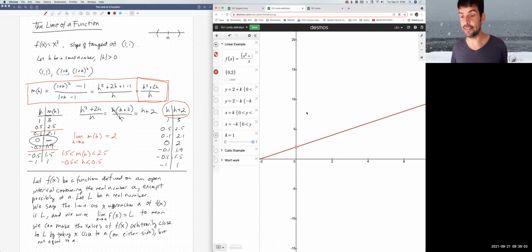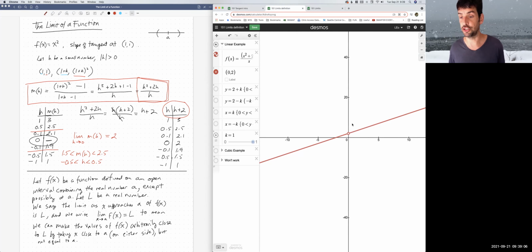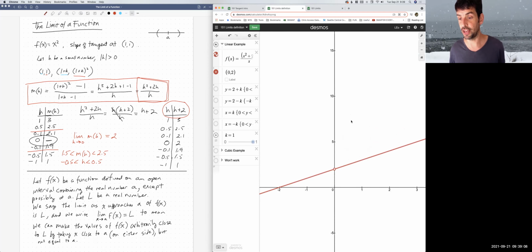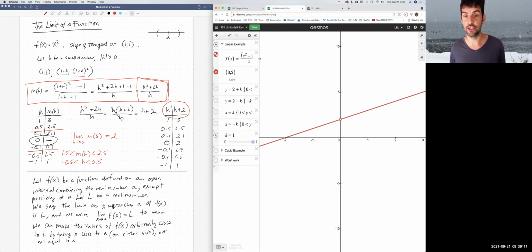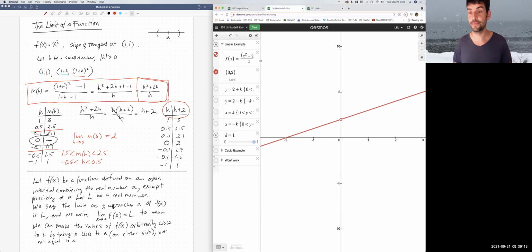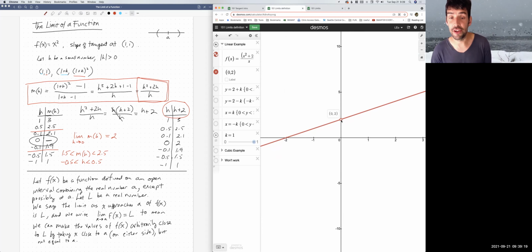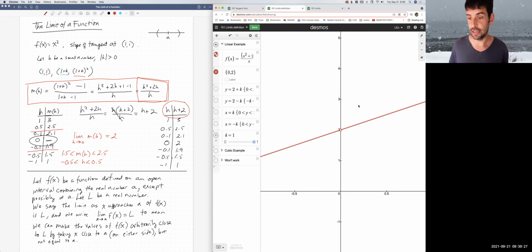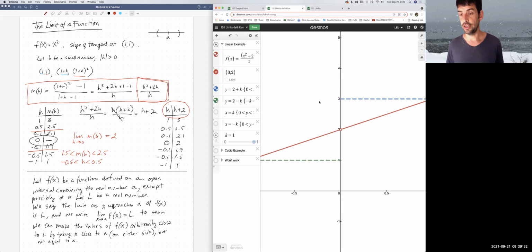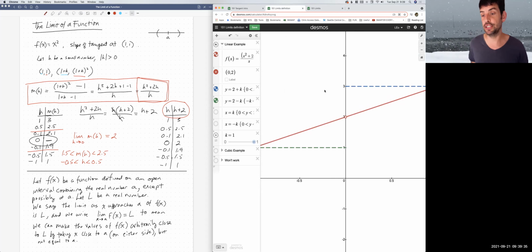So here is a picture of the function m of h. Using this program, I had to use x instead of h. So you'll see I have the function x squared plus 2x over x, and it has that hole right there at 0, 2, right? If x is equal to 0, this function is not defined. So the idea of a limit is somebody challenges us, right? So here I have a blue line and a green line. That's the upper and lower bound that somebody's challenging us with.